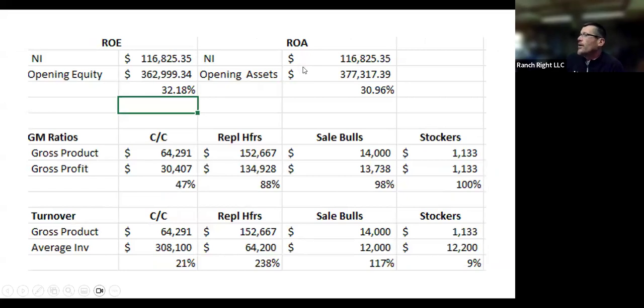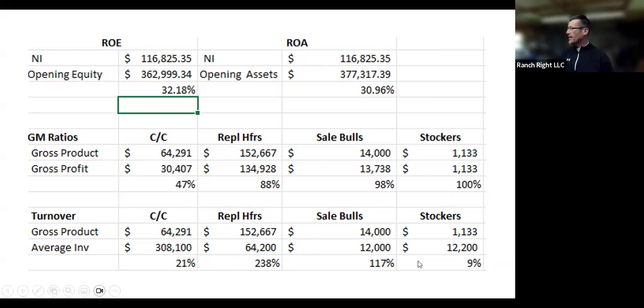And where are we at here? Okay, again, the ROA here is reasonable. This is a pretty nice ratio, I would say. We have a poor cow-calf gross margin. We have a very good replacement heifer gross margin. We have an excellent sale bull gross margin. Jordan's going to tell me he's suspicious about this number right here. We have a very good stocker gross margin, but again, the numbers are pretty small. And we have what I would consider an okay to excellent set of turnover numbers.